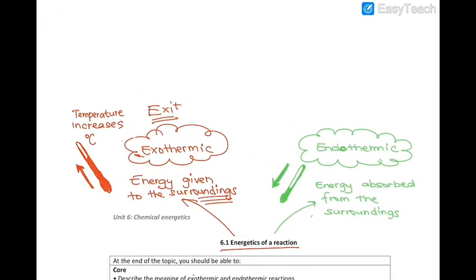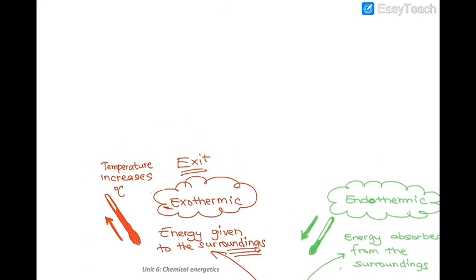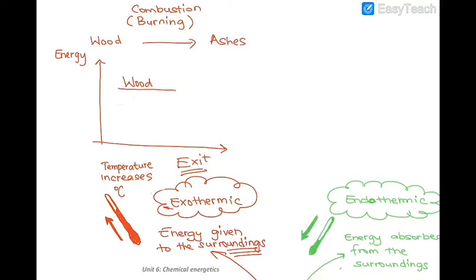Let's take one example of an exothermic reaction. Combustion is one example of an exothermic reaction. So let's see the burning of wood. The wood is going to burn, and at the end we're going to have ashes. Initially the wood has a certain energy. Let's represent this energy. So let's say that this is the energy level of the wood.